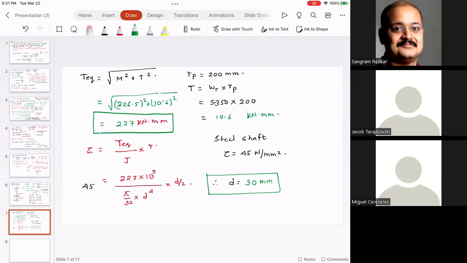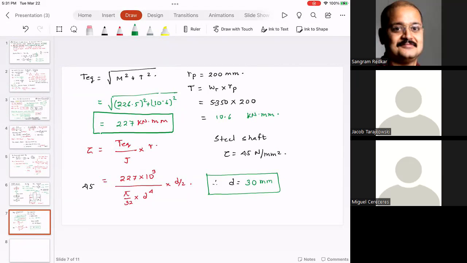The only thing is, remember, for key weakening, you have to increase the diameter of the shaft. The gear would be keyed to the shaft. So clearly this shaft you will have to make bigger, and it will be about 35 millimeter.